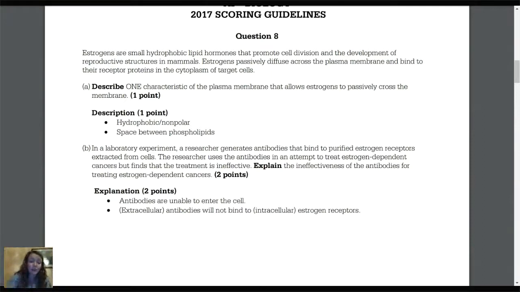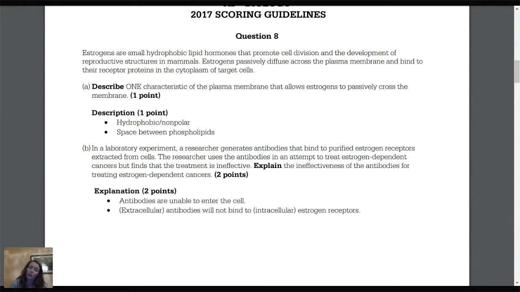So going back into the question, we see that estrogens are small, they're hydrophobic, meaning that they're nonpolar, and they're lipids. And we know that the deciders of who gets through the cell are the lipid tails. So there's 2 things that you could have put here to get a point. One is the hydrophobic or nonpolar nature of the estrogen, or the other is that there's some space between the phospholipids. So that's something that I didn't focus on as much. But the phospholipid tails, the fatty acid tails, are kinked. They're unsaturated, not saturated fats.